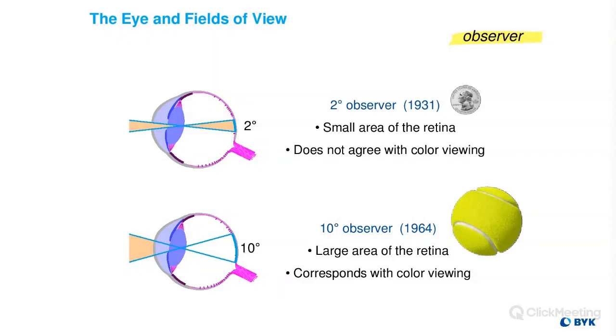It was found that 10-degree observer, those functions do correlate a bit better with color viewing. And so that's today pretty much exclusively used, the 10-degree observer. There are certain special applications, legacy calculations that use the 2-degree observer, but for the most part, we stick with 10-degree.